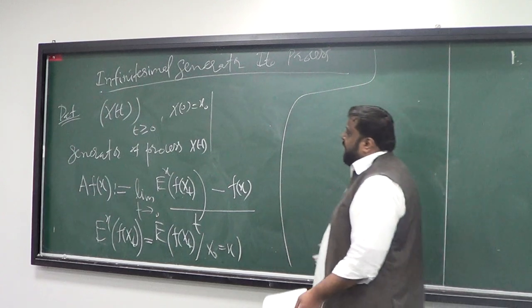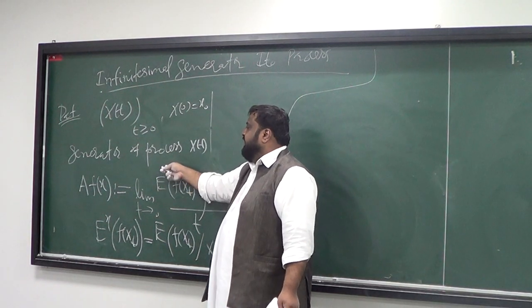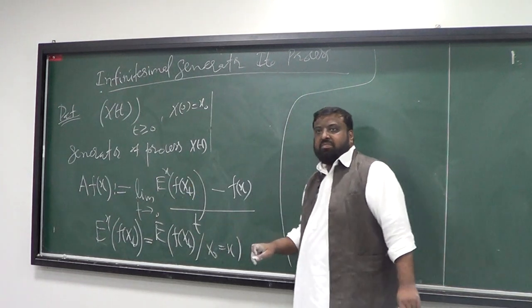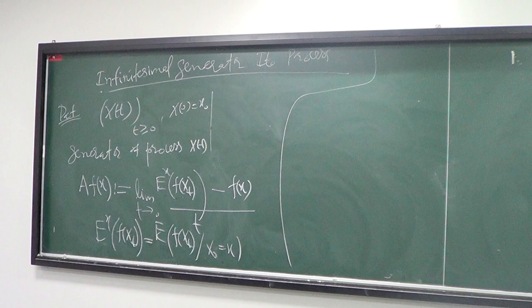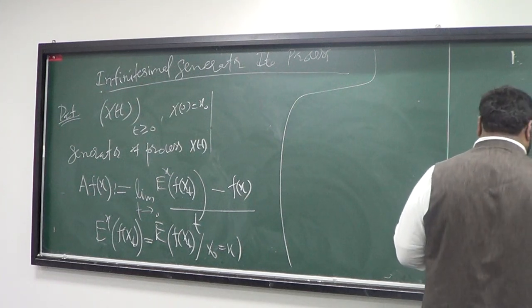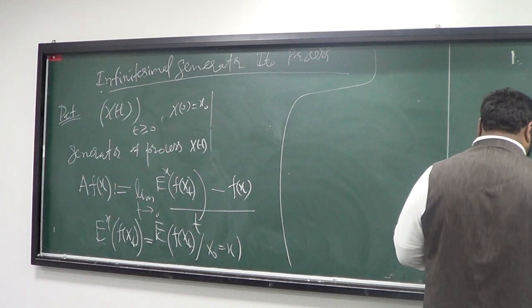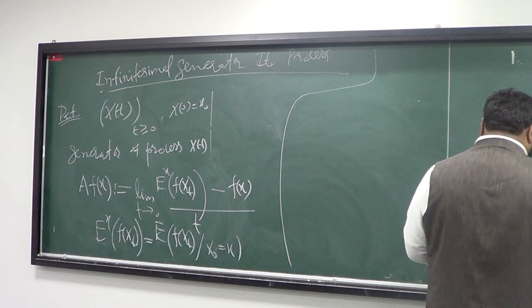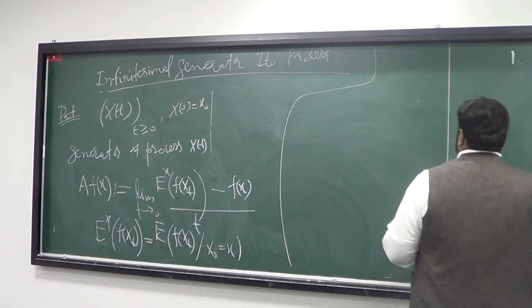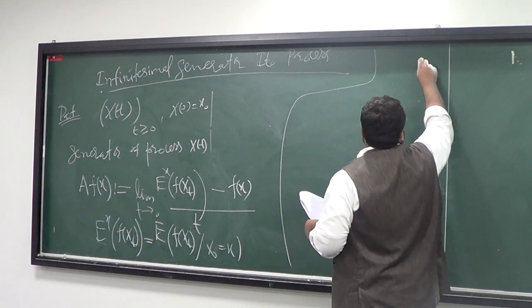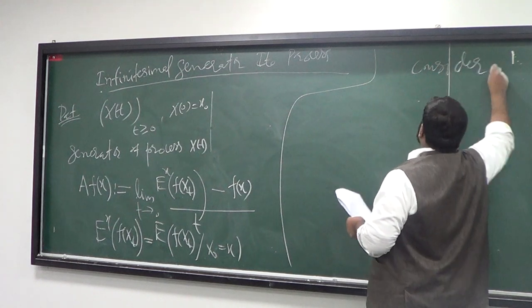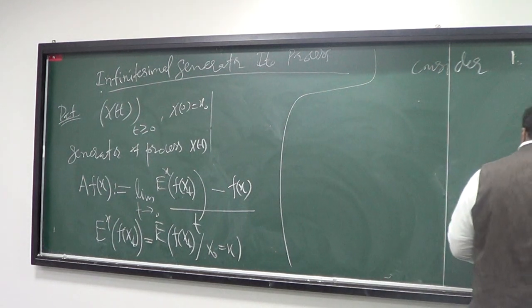So what do we have to keep so far? If I have a process and I want to find its infinitesimal generator, just compute this limit. And I want to compute this limit for an Itô process. Let's see what infinitesimal generator we get for it. So consider an Itô process.